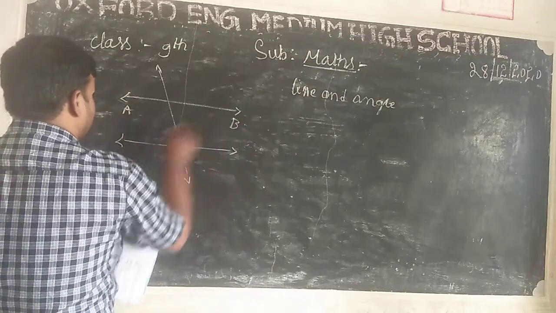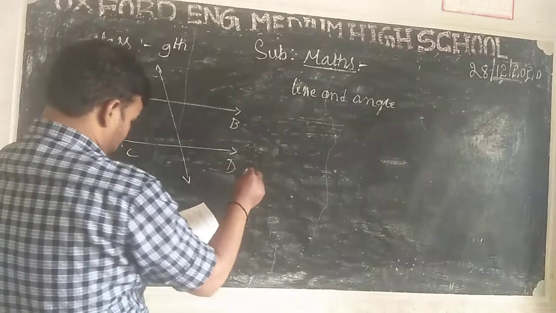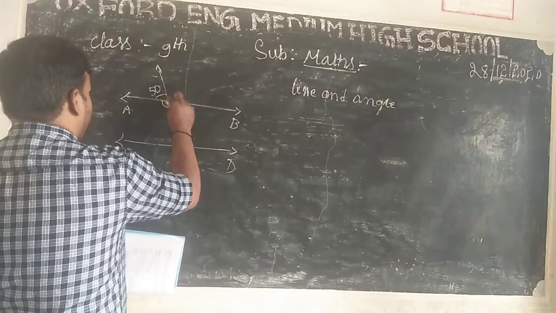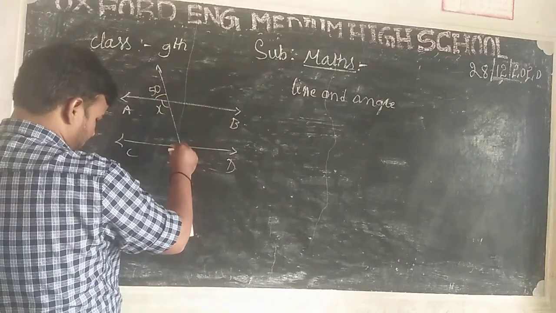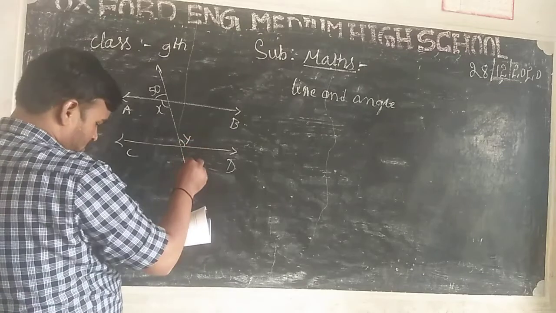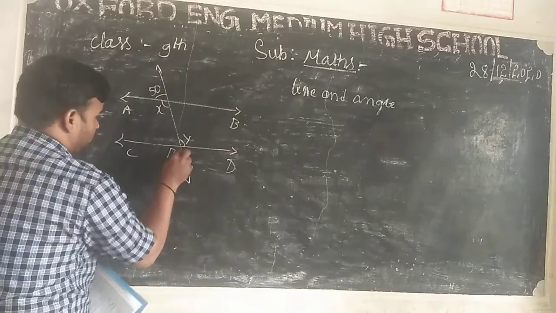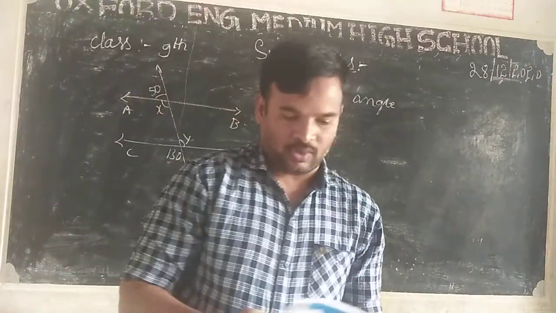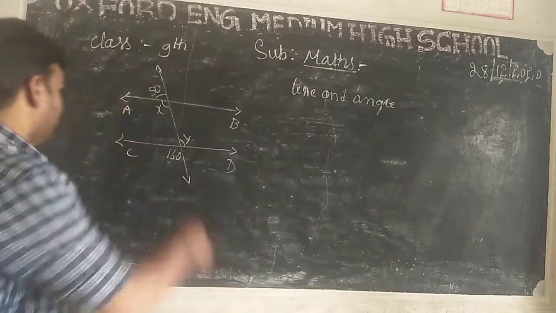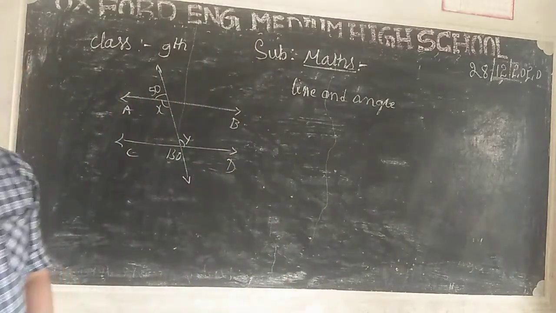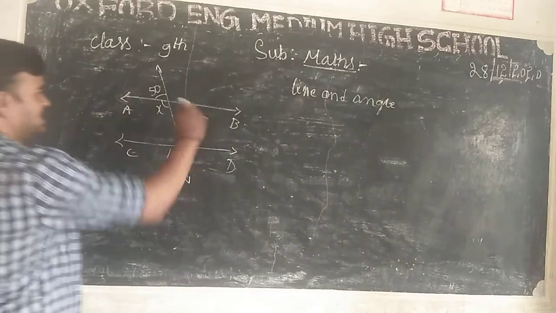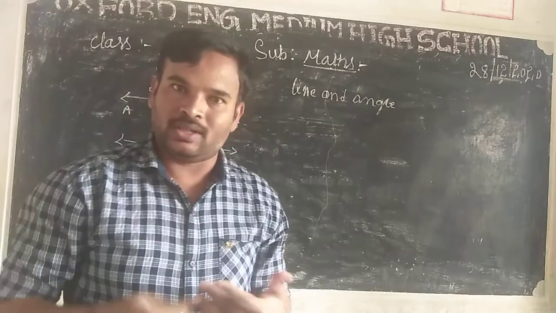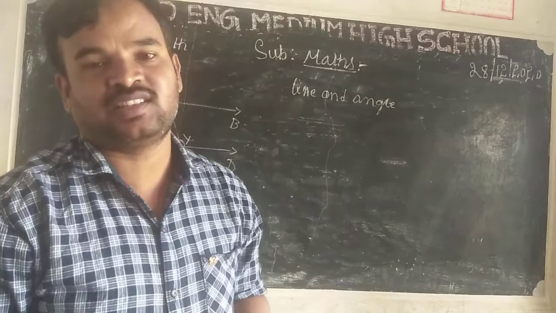A, B, C, D. This angle is 50 degrees, this one is x, this one is y, and this is 130 degrees. Find the values of x and y. AB is parallel to CD. In this problem, two lines are parallel. Here vertically opposite angles are always equal. We learned that in the last class.